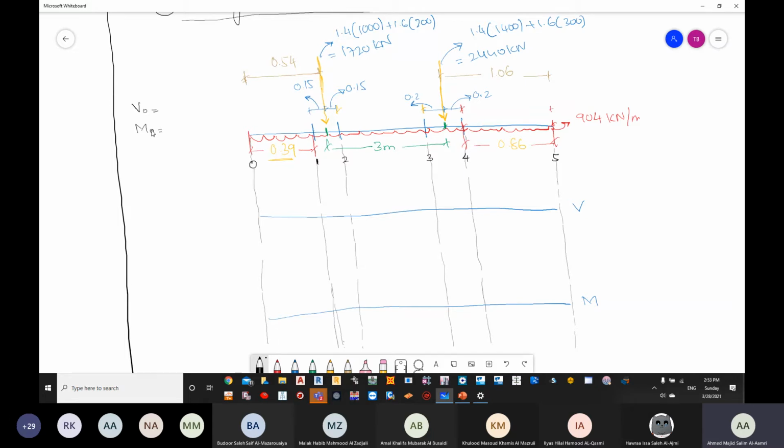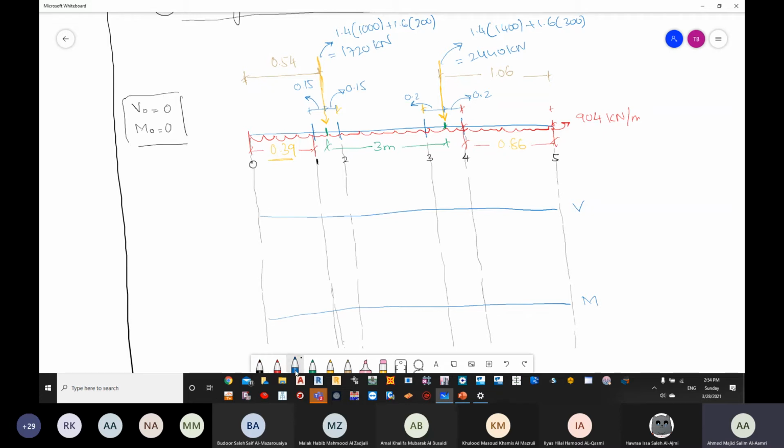From the definition of shear force, it is the sum of the forces on the right side or the left side. Now, do you have any forces on the left side of point 0? No. So if there are no forces, then directly you can say that shear force is 0. And once again, the bending moment is equal to 0.